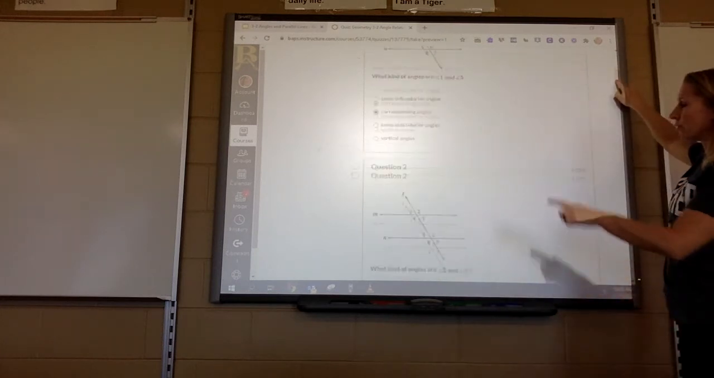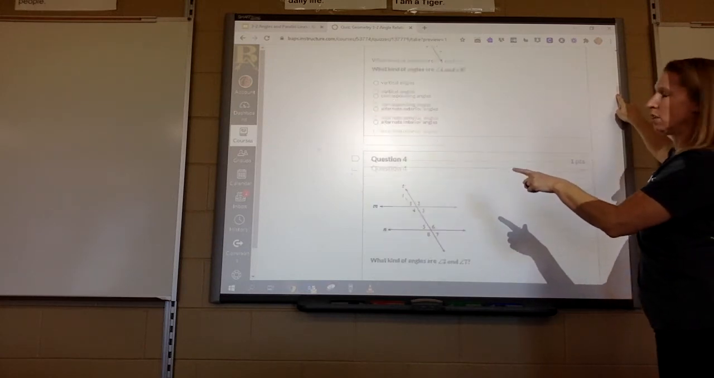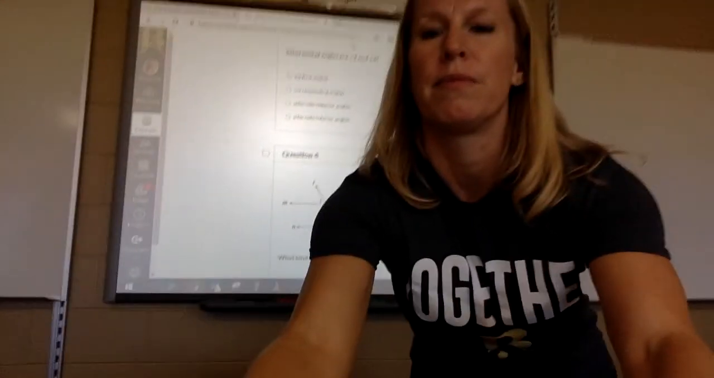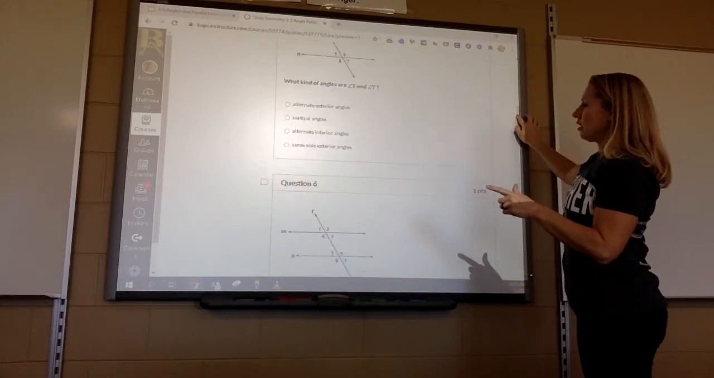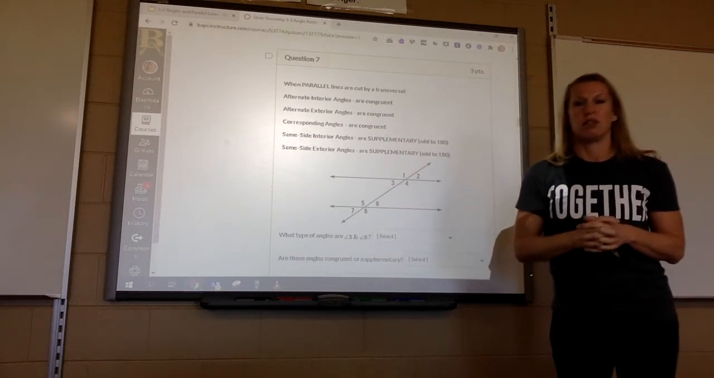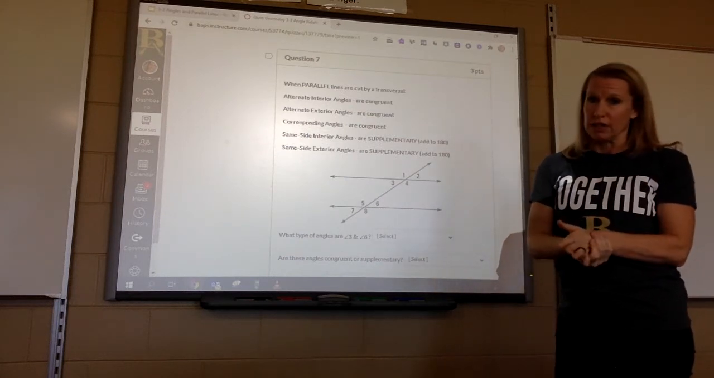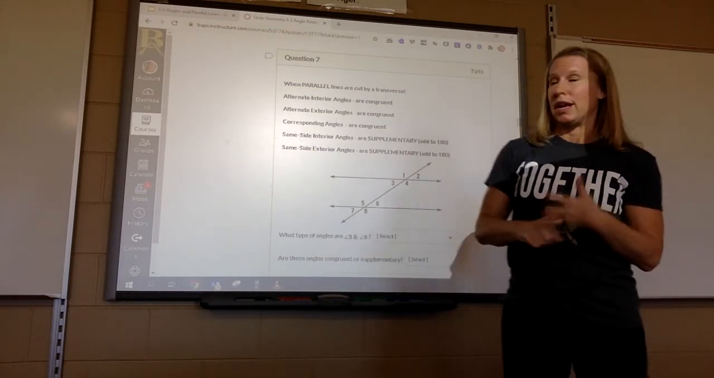So you're going to go through and you have to figure out what type of angles all of those are. I'm going to turn this a little. All right, what type of angles all of those are? Go to number 7 on your assignment. So number 7, you're going to figure out what kind of angles they are. You have to decide whether they equal each other or they add to 180.